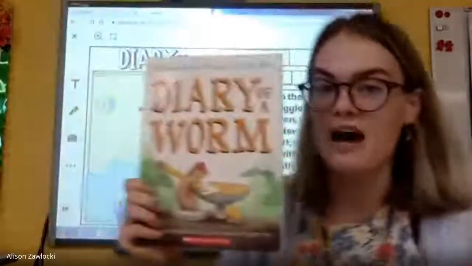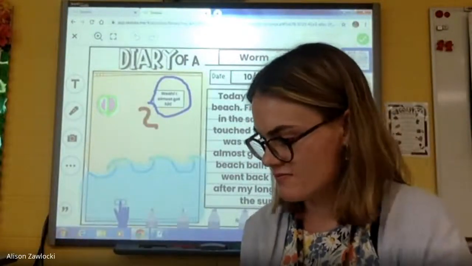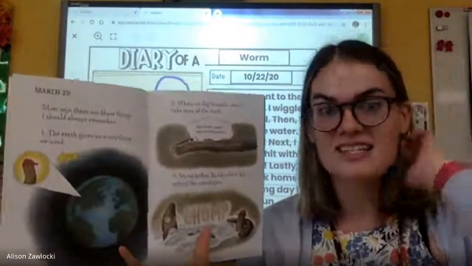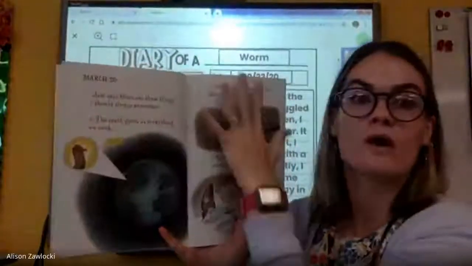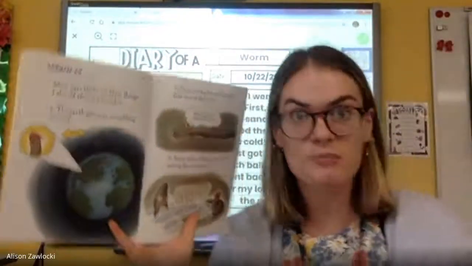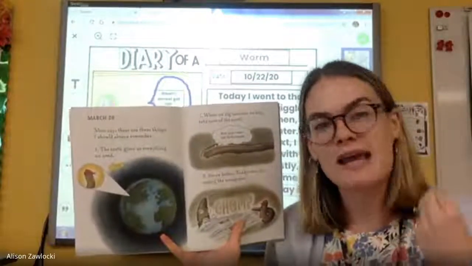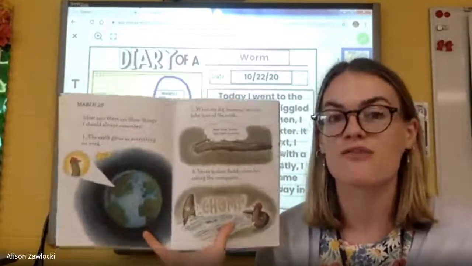Okay, let's get started. This is a book called Diary of a Worm. So this is written as a diary or a journal entry each day. So it has a date and what he did on that day. So some people like to keep diaries or journals that they write what they did in the day. So let's read this, and it is from the perspective of a worm.